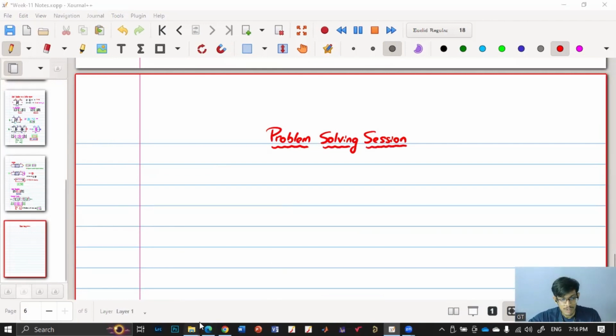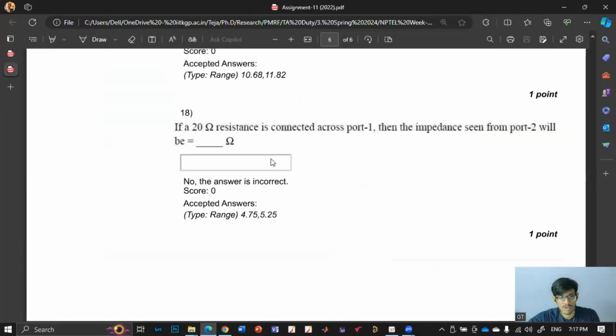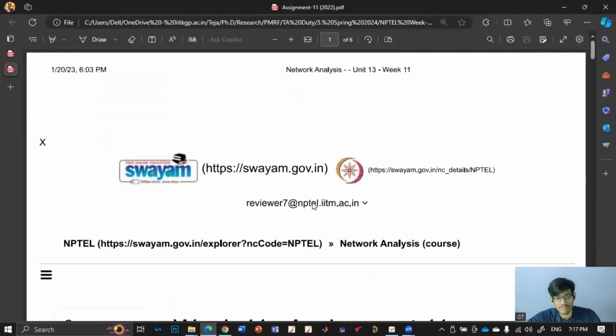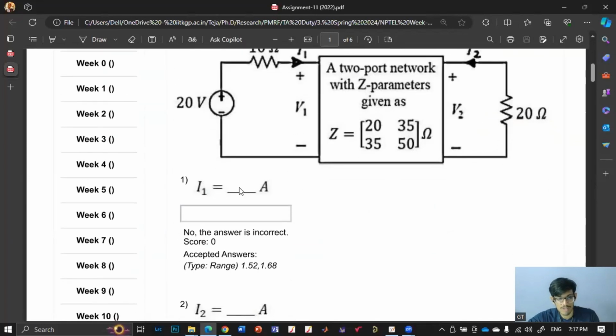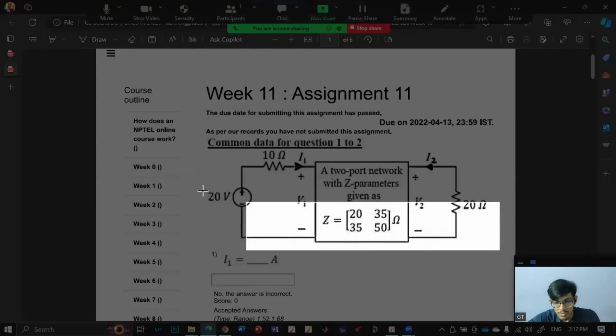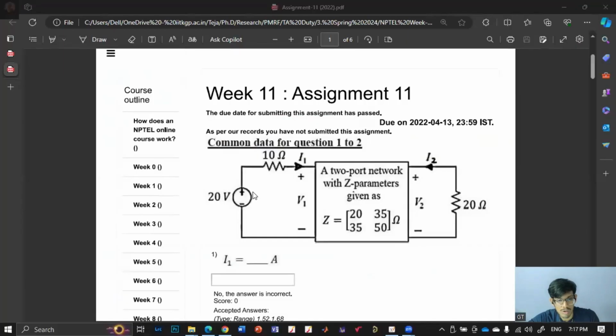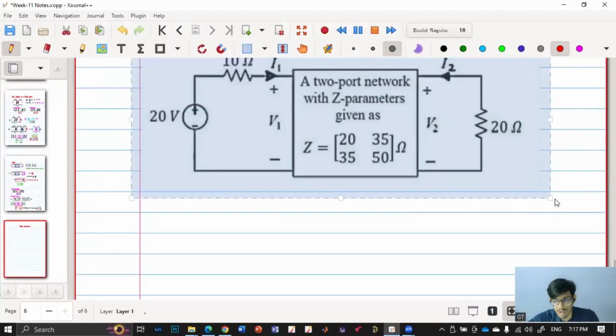Okay, so let me quickly go to one of the assignment level. Okay, so we'll solve this question. Okay, so this is our problem.